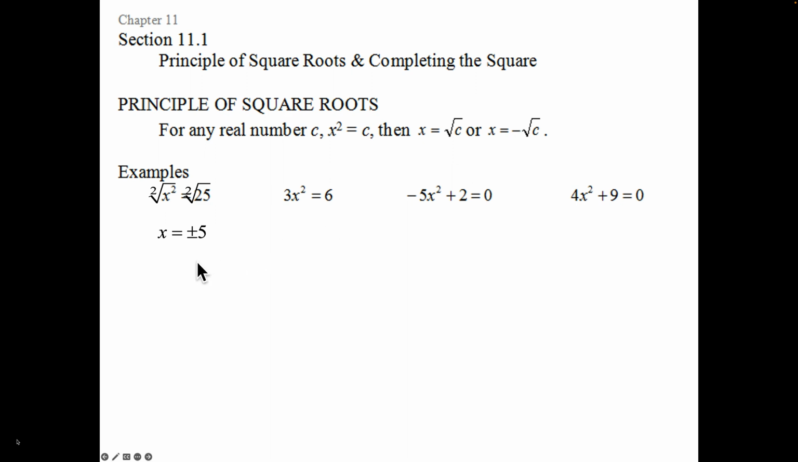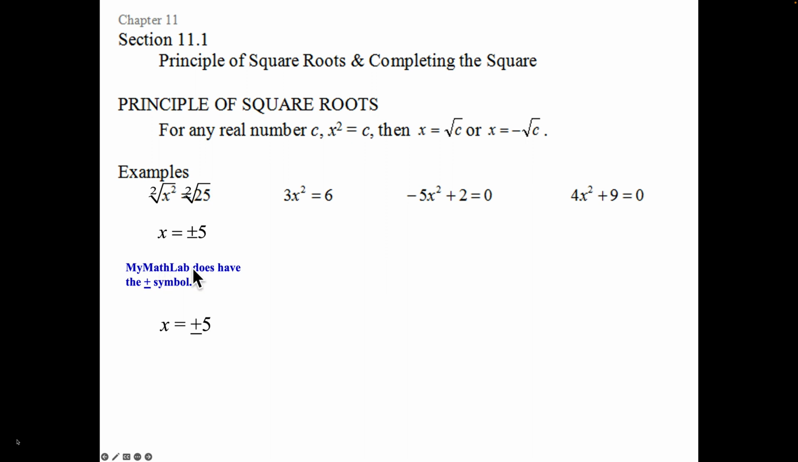If you wanted to solve this by factoring, then you're getting an x plus 5 and an x minus 5, and you set both of those equal to 0 and solve for x, and you get the two answers. But in order to take the square root principle here, you have to isolate the x squared. So in my next example, we're going to have to divide over the 3.